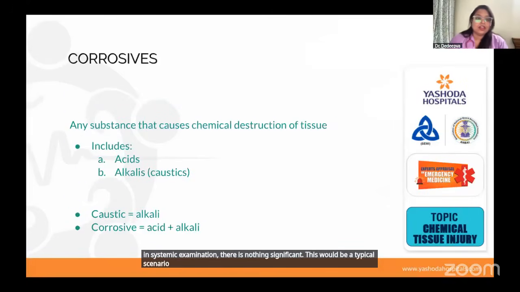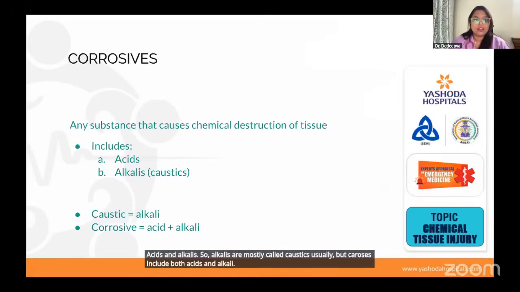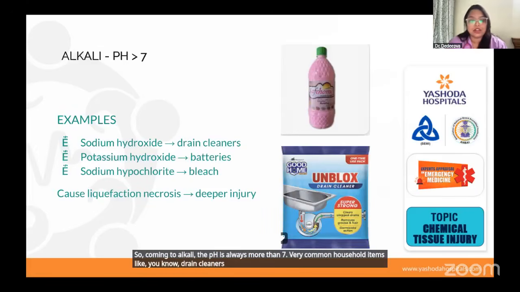So what are corrosives? Any substance that causes the chemical destruction of a tissue is considered a corrosive. It's an umbrella term for both acids and alkalis. Alkalis are mostly called caustics usually, but corrosives include both acids and alkali. Coming to alkali, the pH is always more than 7. Very common household items like drain cleaners, which have sodium hydroxide, batteries, which have potassium hydroxide, and bleach, which has sodium hypochlorite. These are your commonly available alkali forms.